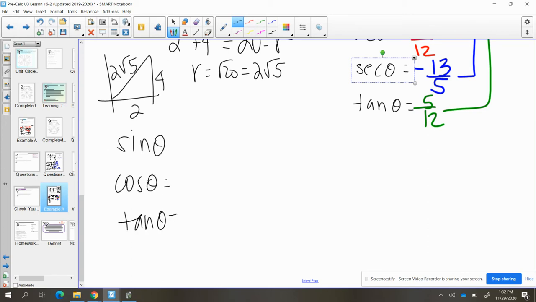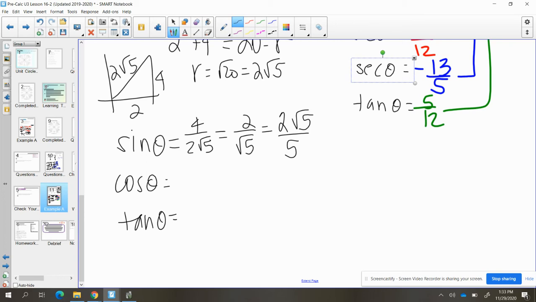So we have y over x, or aka the opposite over the hypotenuse. So that's 2 over 2 square root 5, which is 1 over square root 5 if we reduce. But again, ideally, we like to make sure that we rationalize. So multiply top and bottom by the square root of 5. You get square root 5 over 5.